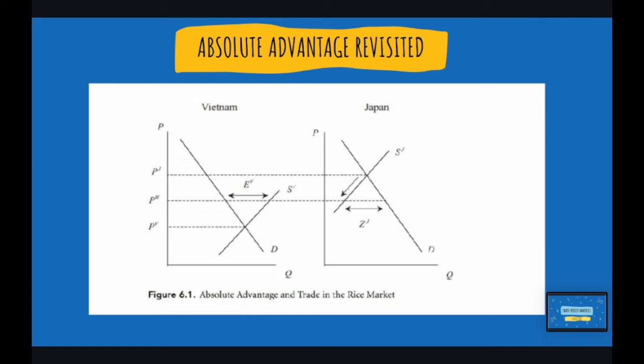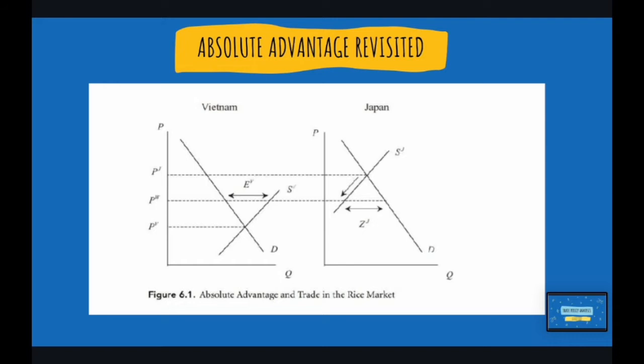Also in this curve, you can see the autarky price of rice in Vietnam, or PV, is lower than the autarky price of rice in Japan, or PJ. And this gives Vietnam an absolute advantage in producing rice. Also there's PW, the world price. You can see the world price settles between the two autarky prices.